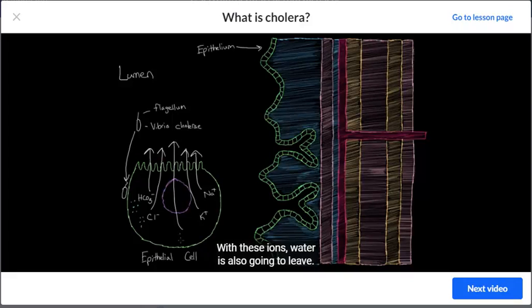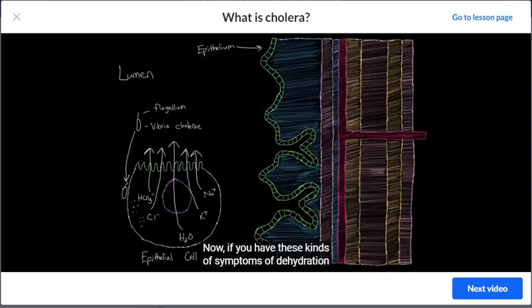With these ions, water is also going to leave. So it's almost like you're kind of squeezing that cell. You're not, of course, physically squeezing it, but you're removing all the contents from the cell. And that's really where the source of the dehydration and the diarrhea comes from. So not only are you preventing the cell from absorbing water, you're actually removing water from your body.